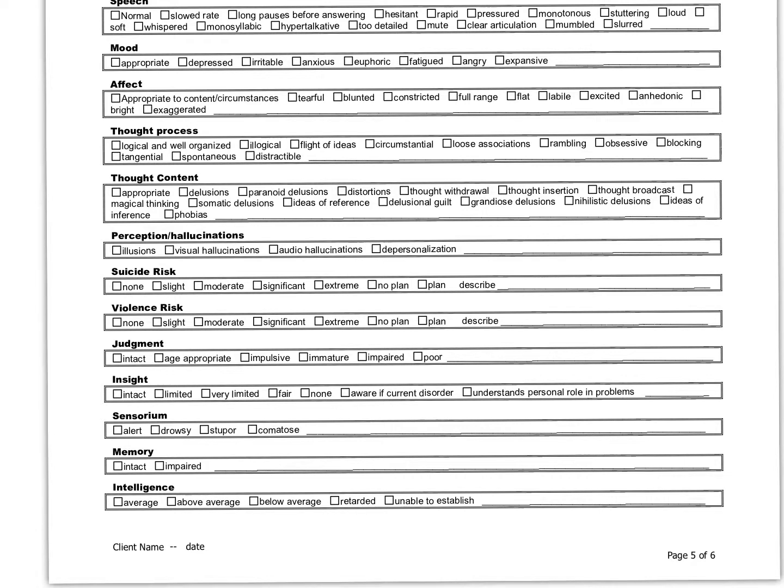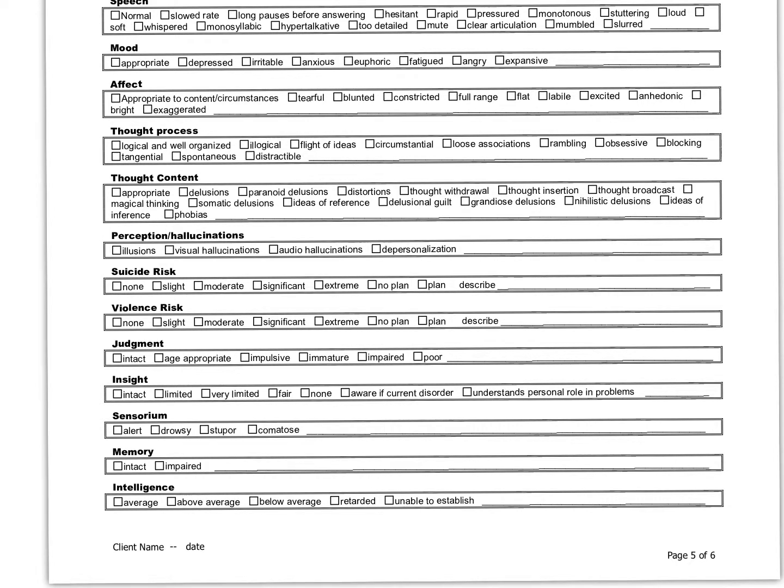I don't want to go into too much detail with respect to that because this is just the assessment class, not intervention. But what you should understand is that when you get positive endorsements for either one of these things, it means you're going to need to intervene immediately.